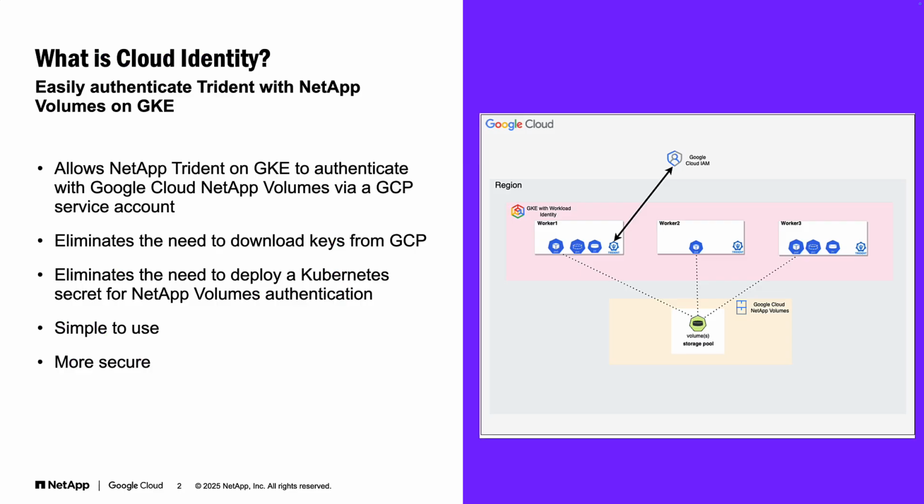First, let's discuss what cloud identity is. Trident Cloud Identity uses Google's Workload Identity Federation to authenticate Trident to NetApp Volumes. It will bind the Trident Controller Kubernetes service account with Google's IAM service account to provide the authentication. No longer will you need to create any keys and deploy any secrets for that authentication in your cluster. It is very easy to use and is considered more secure than using secrets, since no keys need to be maintained and securely stored, and no secrets need to be deployed for this purpose.